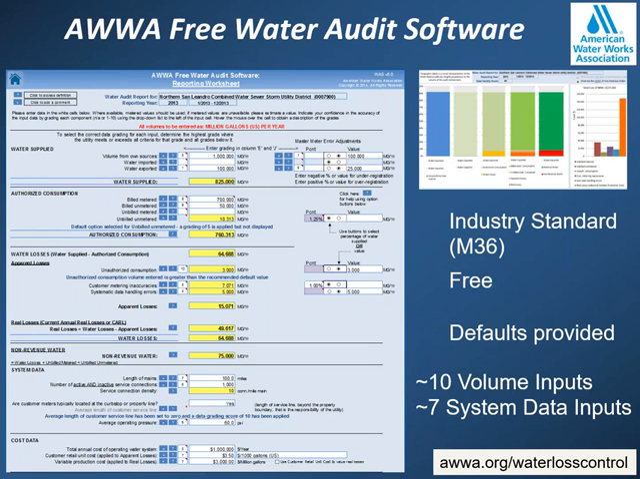So this is a freely available tool that allows a utility to plug their information in and to use that tool to actually calculate a water balance and report back out the non-revenue water components for a given year, and typically it's done on a 12-month period, an audit. There's a handful of inputs. A lot of them are defaults, or in some cases not applicable. So all in all, it ends up being somewhere about 10 to 12 inputs in the free water audit software.